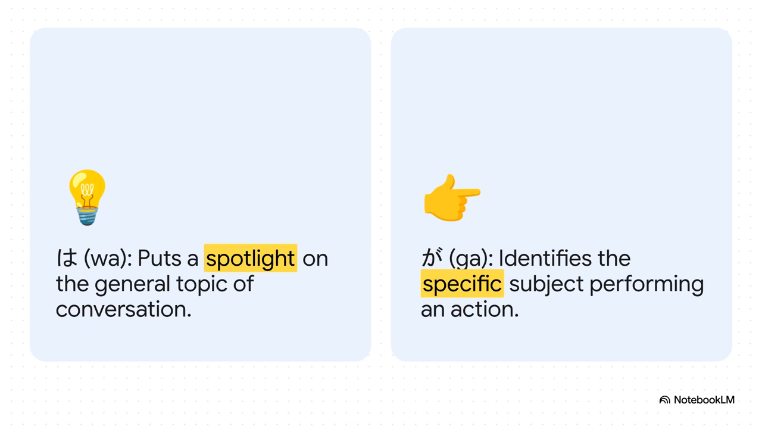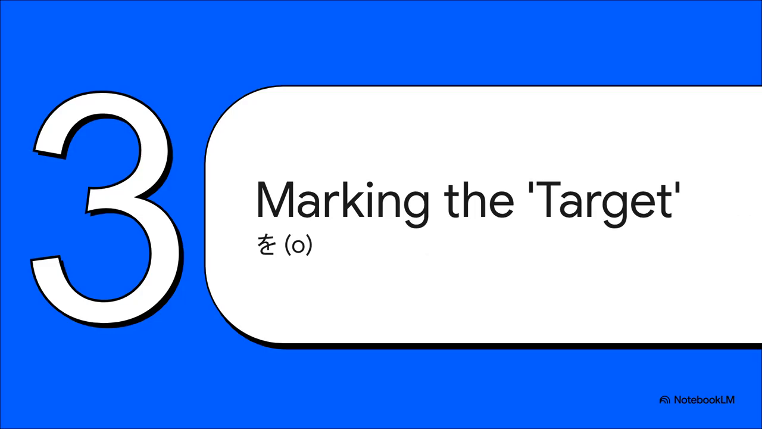Okay, lean in for this one, because this is where so many people get tripped up. Here's the difference. Wa shines that big general spotlight on what we're talking about. But ga points a laser beam at the action hero, the specific one doing the thing. Wa sets the stage, ga introduces the star of the show. Let's grab our third tool and see how this all builds on each other.